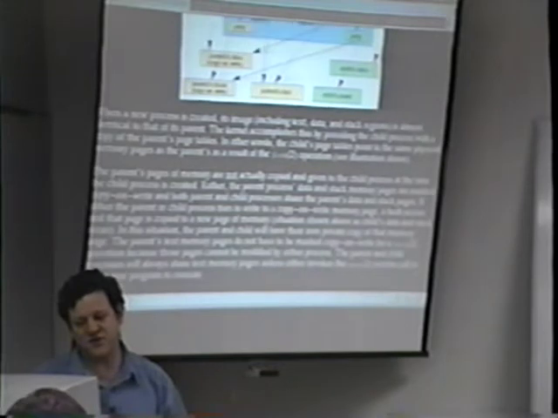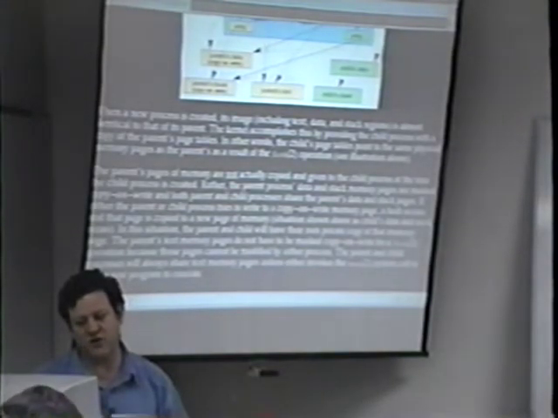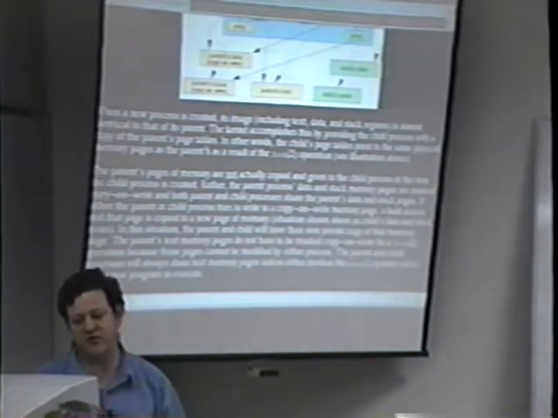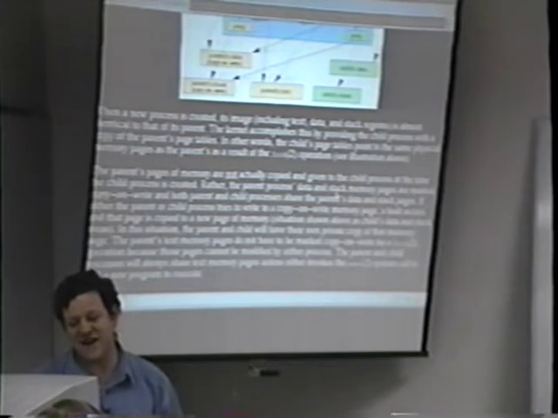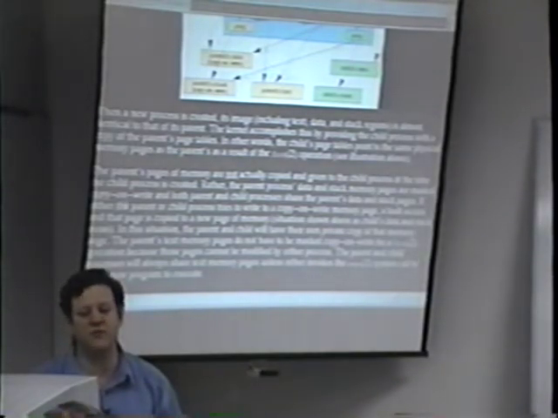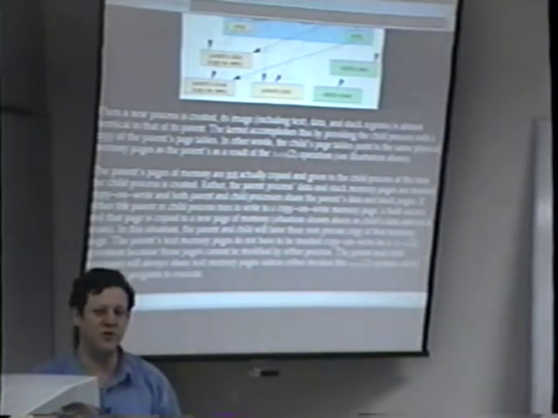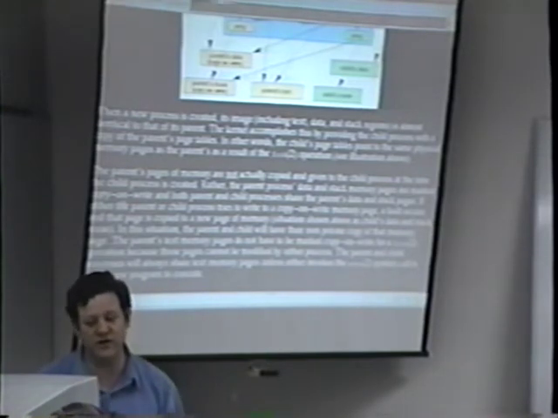So when a new process is created, its image is almost identical. The kernel accomplishes this by providing the child process with a copy of the parent's page tables. In other words, the child's page table points to the same physical memory pages as the parent as a result of the fork. But the parent's pages are not actually copied and given to the child at the time of the process creation. Rather, the parent's process data and stack segments are marked as what is called copy on write. And copy on write is simply a way of getting through the fork process more quickly.